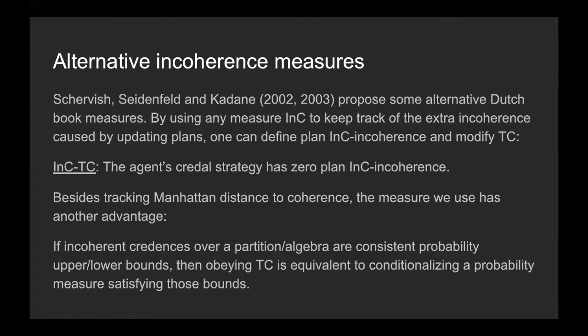One further feature of the measure that we like is that it actually plays really nicely with cases in which you can interpret the incoherent credences as consistent probability upper or lower bounds. So if the credences of the agent can be seen in that way, then obeying our version of tolerant conditionalization is equivalent to conditionalizing a probability measure that satisfies these upper or lower bounds. So that's a nice property that you get out of using this particular incoherence measure in terms of Dutch books.